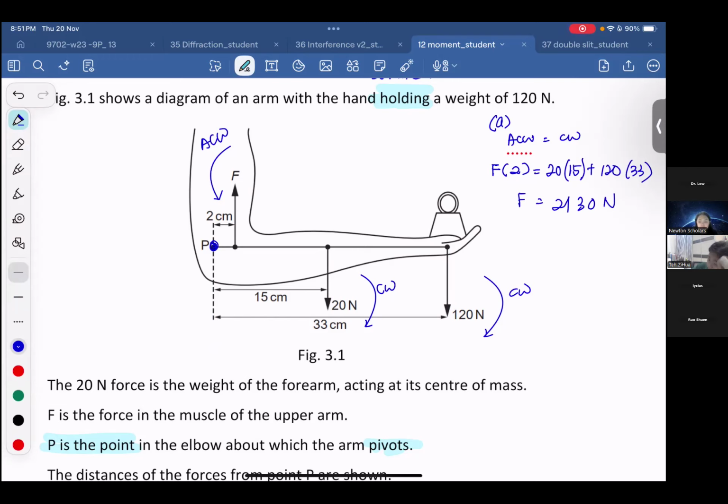Okay, answer B said that there is also one force acting on the forearm at the point P. They tell you there is one force acting at point P. Can you calculate what this force is and tell me the direction? Can you try to solve and find the force acting on point P?